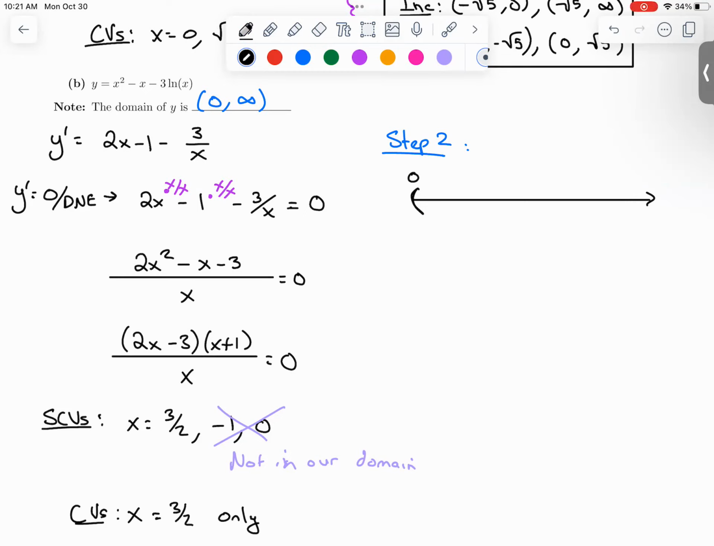So we have 3 halves right here. And then we draw a vertical line down. I'm going to put y prime up here and x down here. And I'm going to test any value between 0 and 3 halves. You can choose whatever you want. You want to do pi divided by 6? You can do that. If you want to do pi divided by 3, you could do that. If you really wanted to, you could.